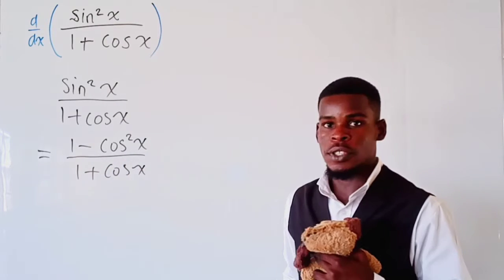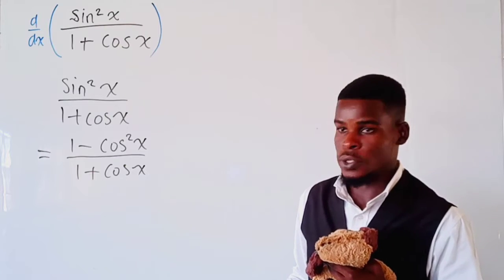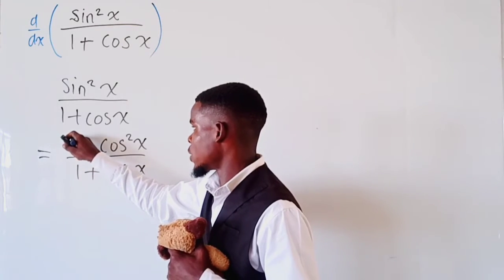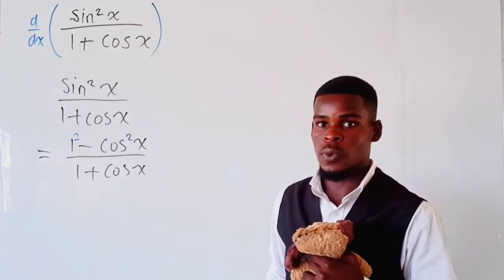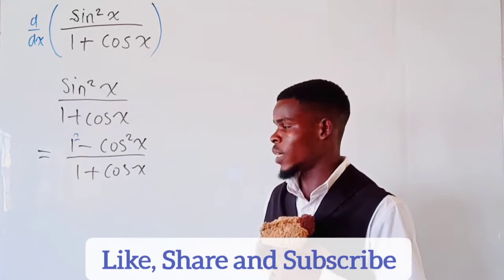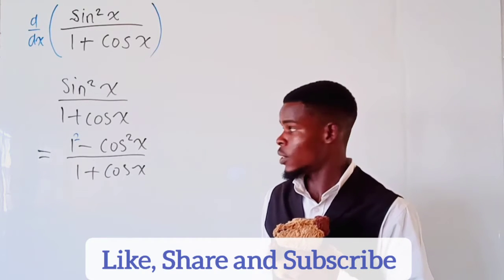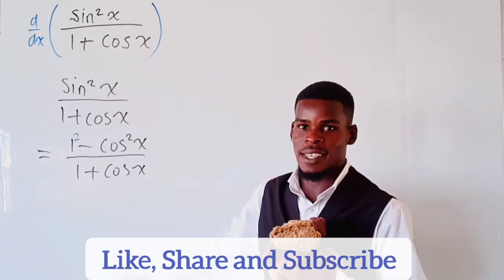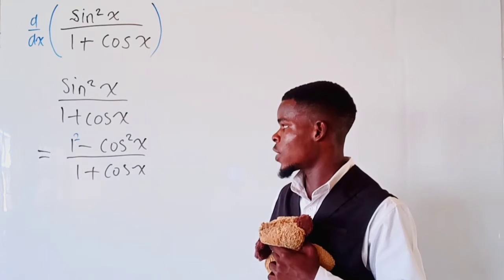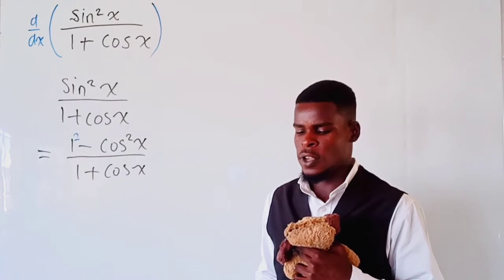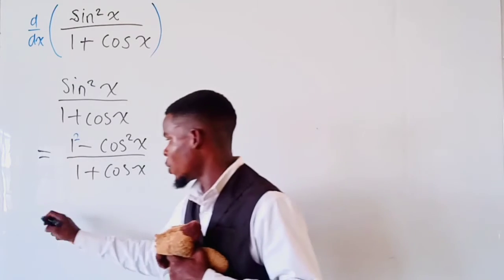Now, in the numerator, we have a difference of two squares. You notice that 1 is the same thing as 1 squared. So if we square 1 and then subtract the square of cosine from that, we have a difference of two squares.